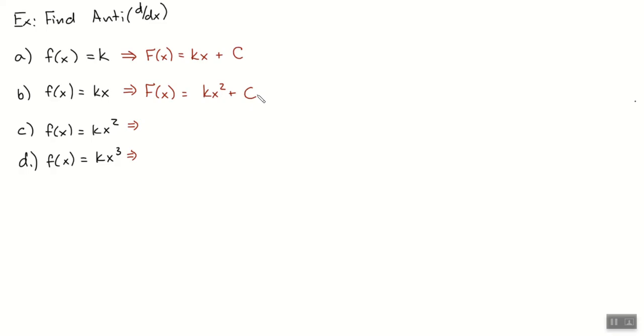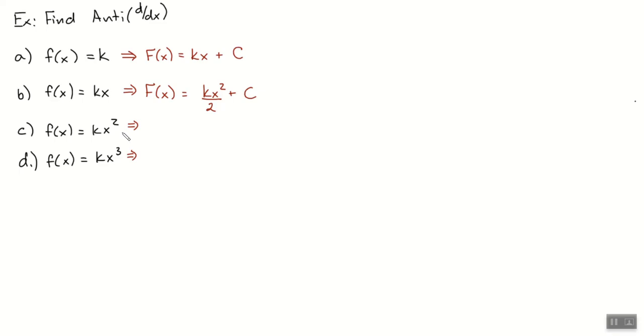Let's check just to see if there's anything wrong. Let's differentiate kx squared. It's 2kx. But I don't want it to be 2kx, I want it to be kx. It's multiplying by 2, right? If only there were a way to undo a multiply by 2. Divide. I think that we can fix this if we just say this is over 2.